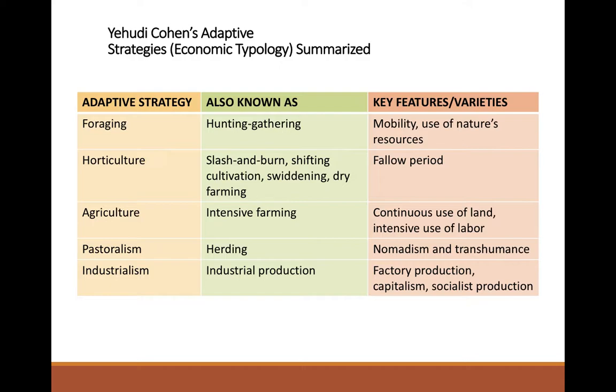We've got agriculture, which is intensive farming. It includes the continuous use of land and the continuous use of labor. We've got pastoralism, which is animal herding. This includes two patterns of movement, that of nomadism and that of transhumance. And then we've got industrialism. Industrialism refers to the industrial production of goods. It often occurs in factories. It's associated with capitalism and also, as an alternative scheme, socialism.